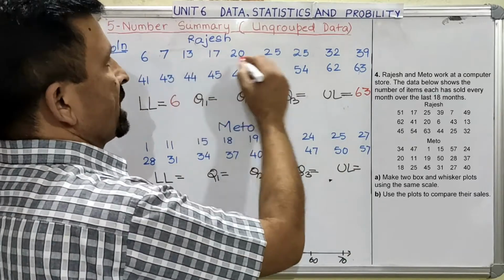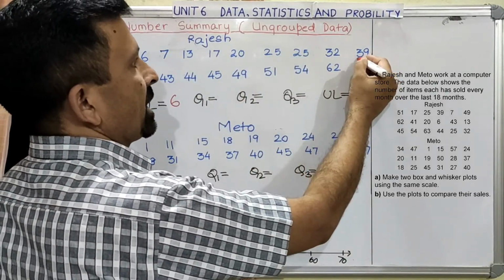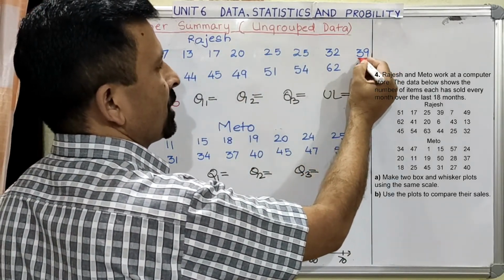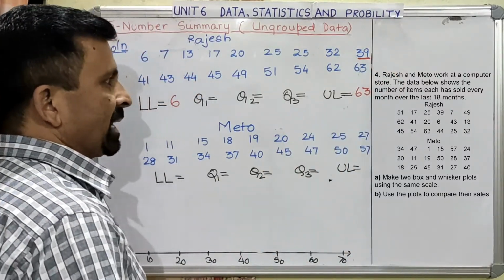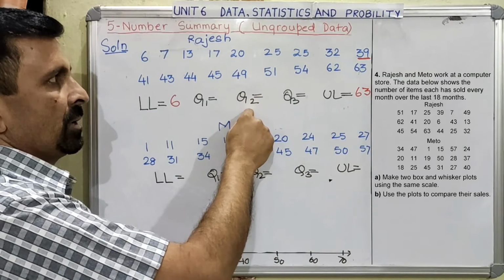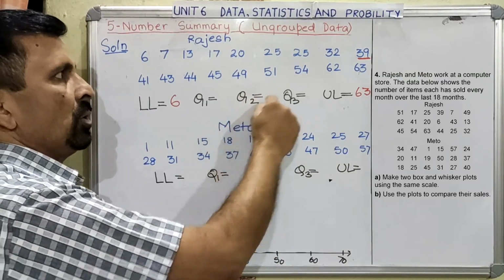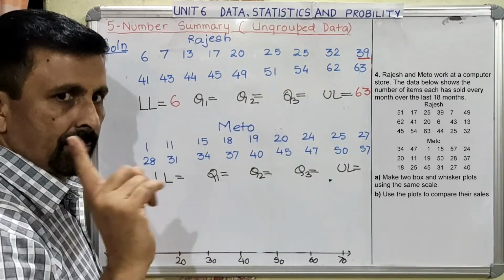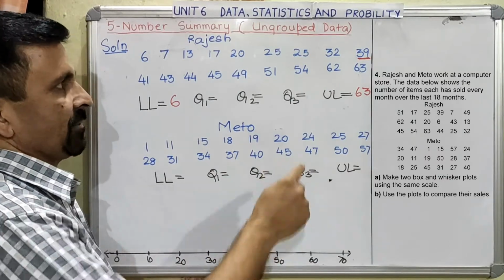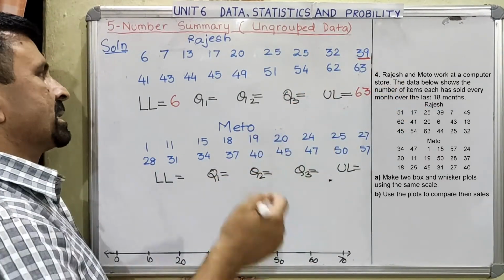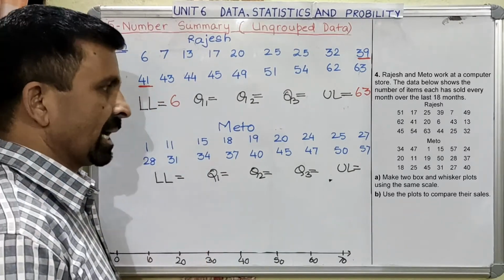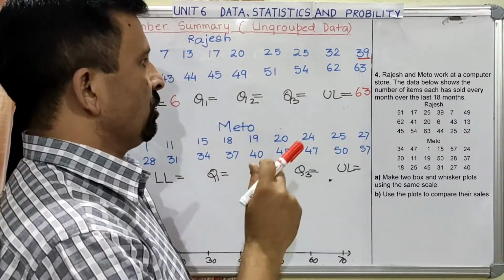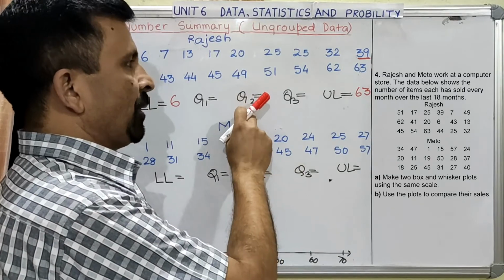So count the 9th data. This is the 9th data. Underline it here. Is this okay? After finding the first position of Q2, we have underlined it. Please remember. And the second position will be the next data. And the next data is this. So please underline this also. These two data are underlined. Now you have calculated the position for Q2.